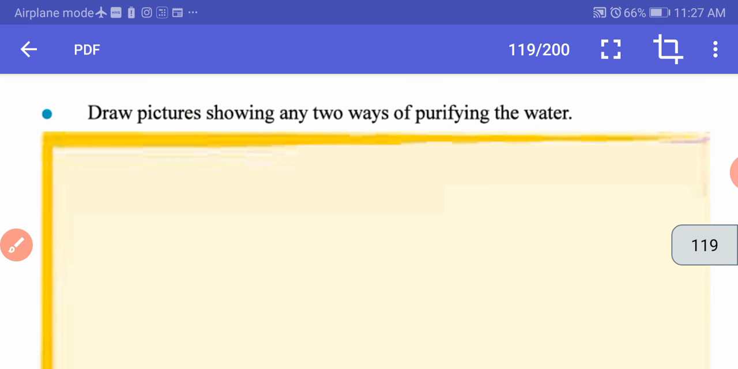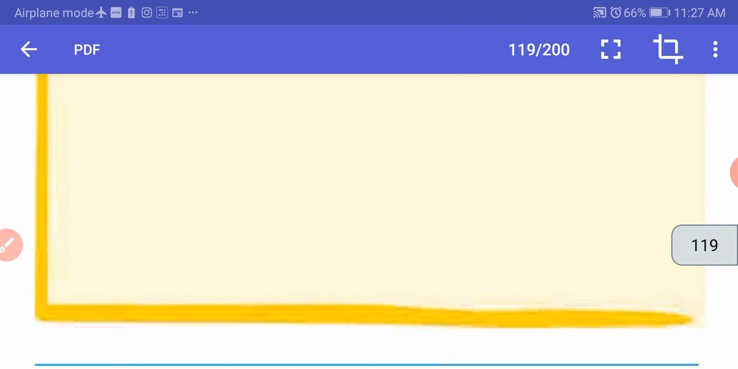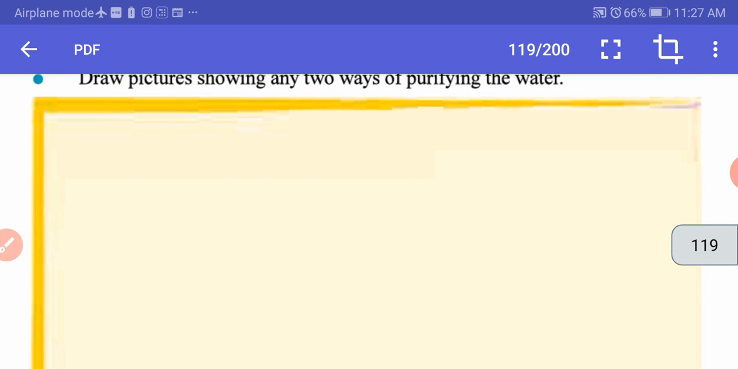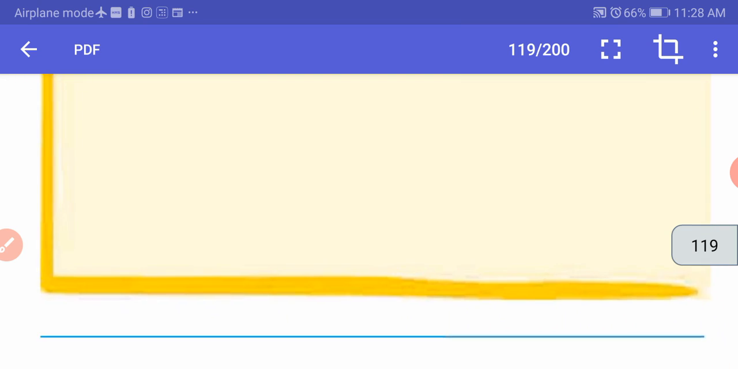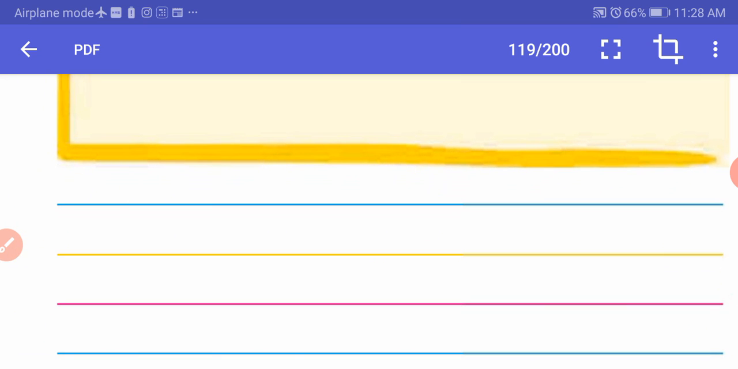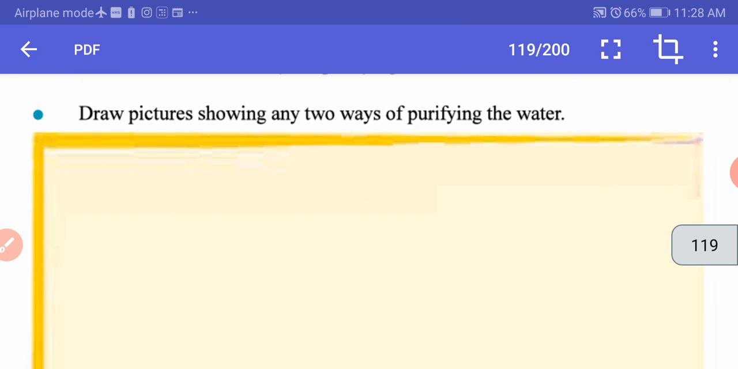Now, here is the next question. Draw a picture showing any two ways of purifying the water. So here you can draw a picture of any one of the techniques like boiling water or filtration of water, and you can write a few lines about one of these techniques.